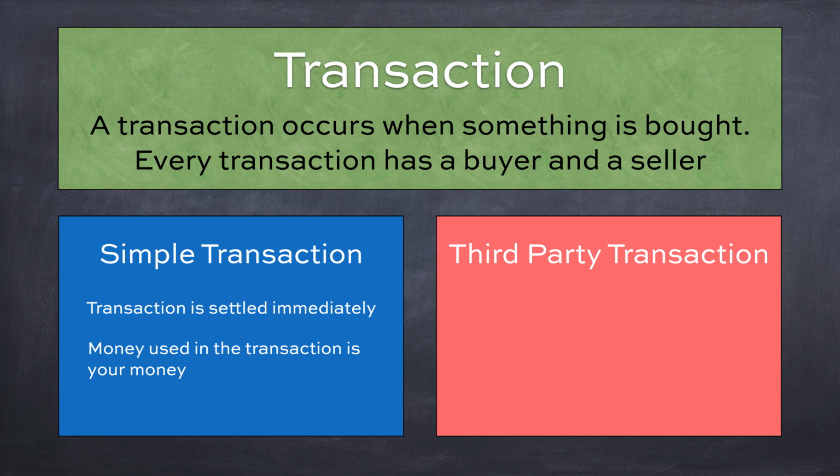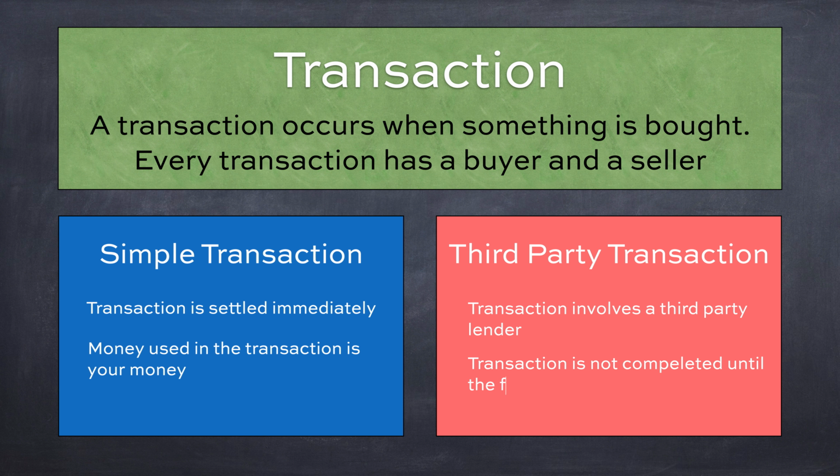So now let's look at a third-party transaction. A third-party transaction is a transaction that involves a third-party lender. So it's not just between a buyer and a seller. That means we're bringing in a third party. And another thing to note about third-party transactions is they're not immediately settled like a simple transaction. With third-party transactions, the transaction is not completed until the full debt given by the lender is repaid.